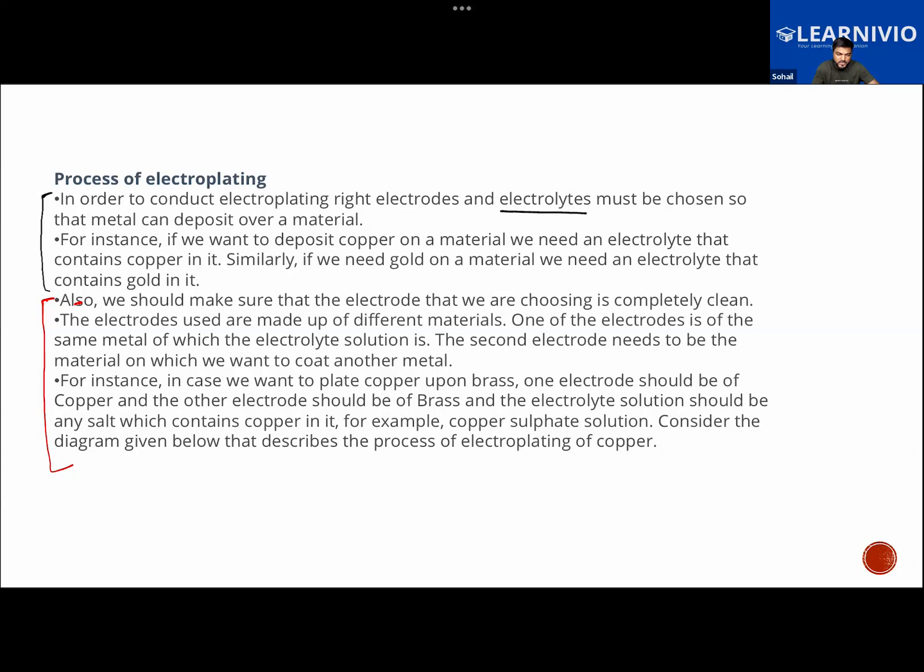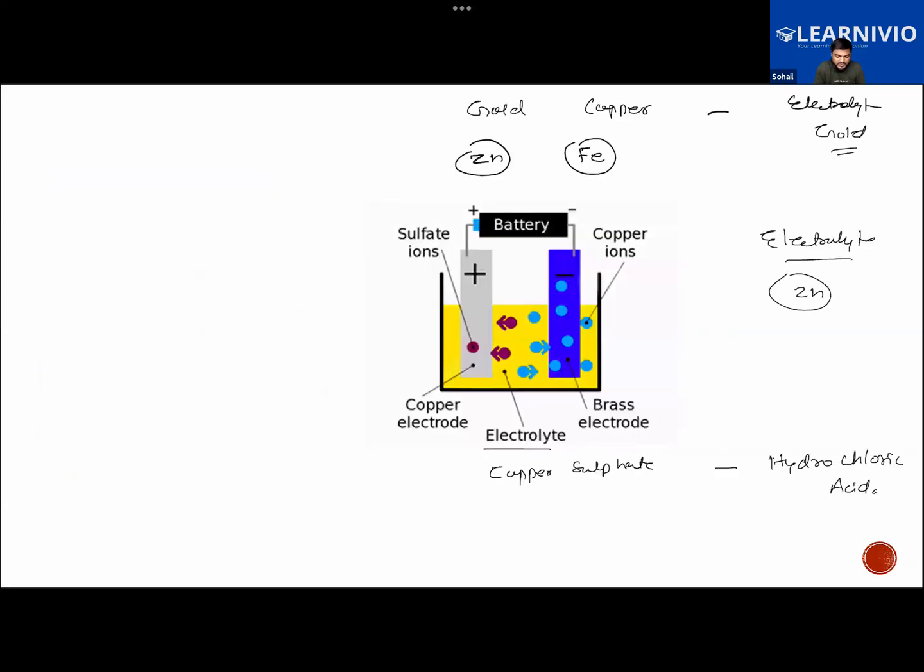Right now. So what is being said here? Like you want to plate copper upon the brass. So obviously one electrode has to be copper, another one has to be the brass. And the electrolyte solution, it could be any salt other than copper sulfate, but it must contain copper in it. Okay, now. So it must contain copper in it. And the other electrode has to be a brass, right?